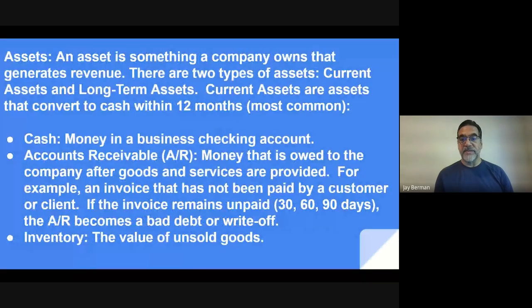So let's talk about assets. An asset is something a company owns that generates revenue. There are 2 types of assets on a balance sheet: current assets and long-term assets. In this episode, I'm going to cover current assets. In episode 4, I will cover long-term assets. Current assets are assets that convert to cash within 12 months.